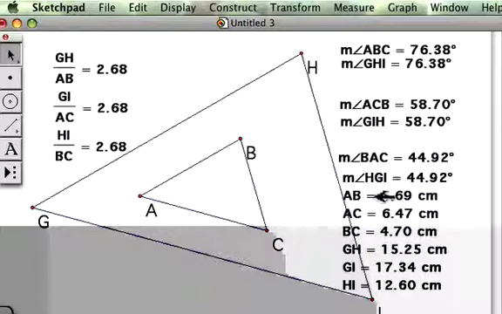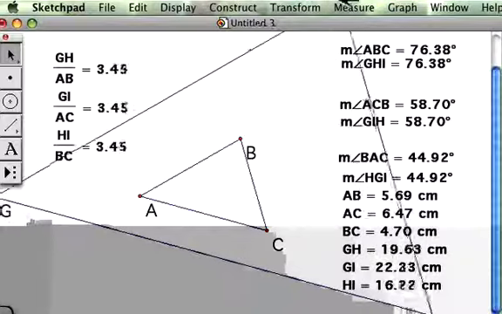The conclusion here is that if the corresponding angles of two triangles are equal, then the triangles are similar. And also, all of the corresponding sides of the two triangles are in proportion or equal. So the ratio of the corresponding sides is always going to be the same, no matter how we change this.